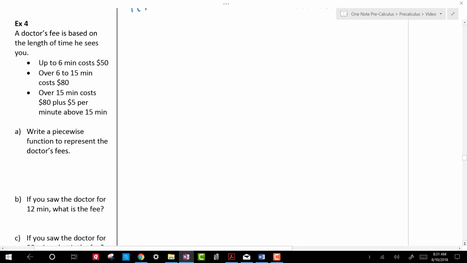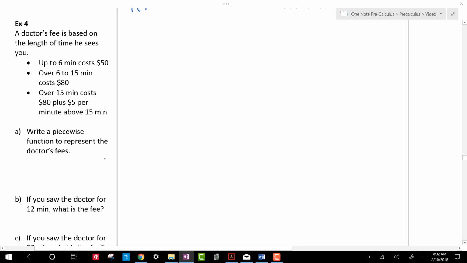All right, so the use of a piecewise function in what I like to call a real life example here. It says the doctor's fee is based on the length of time he sees you. Up to 6 minutes costs $50. Over 6 minutes to 15 minutes, notice it says over 6, costs $80. Over 15 costs $80 plus $5 per minute above 15 minutes. It says to write a piecewise function to represent the doctor's fees.